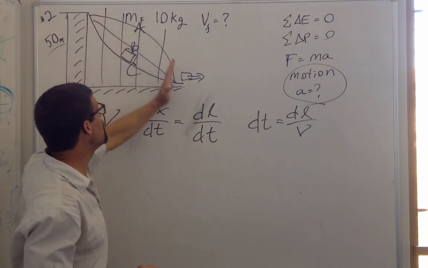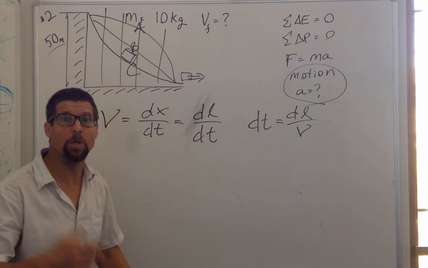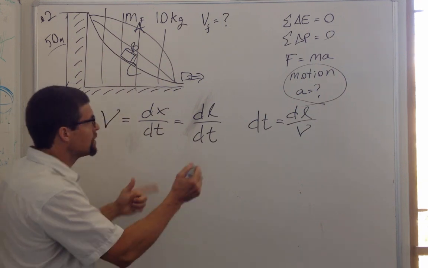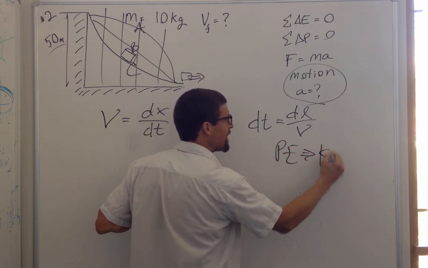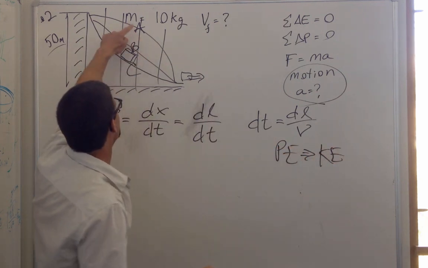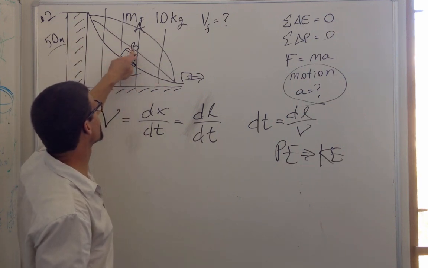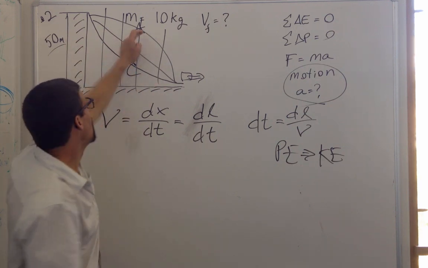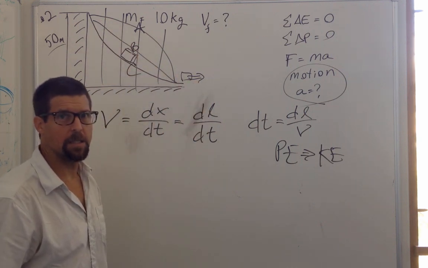So anywhere you are here, this track has a higher potential energy, which means, because the potential energy is changing to kinetic energy, this has the highest kinetic energy all the time, and this is second highest and that the least. So the ball on this track is always going fastest.